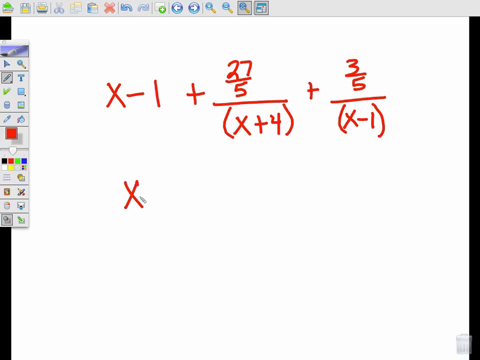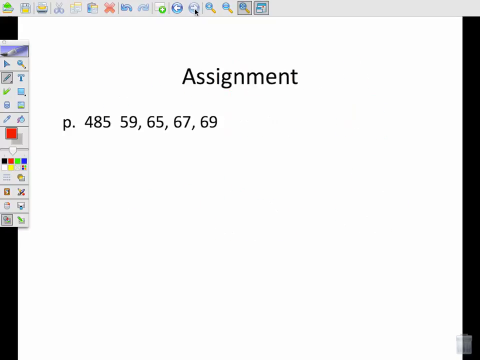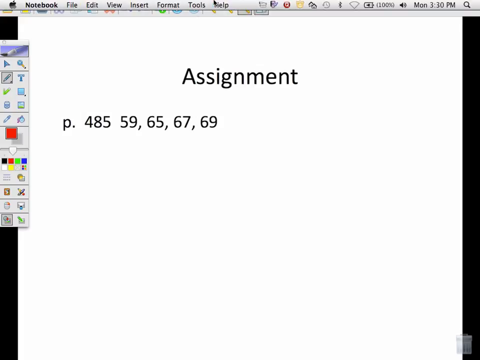Well, this is not how we're going to leave our final answer. What we're going to do is bring the 5 down on both of these fractions. So here's my final answer: x minus 1 plus 27 over 5 times x plus 4 plus 3 over 5 times x minus 1. And there you have it. Again, this is how you do the decomposition of rational expressions.